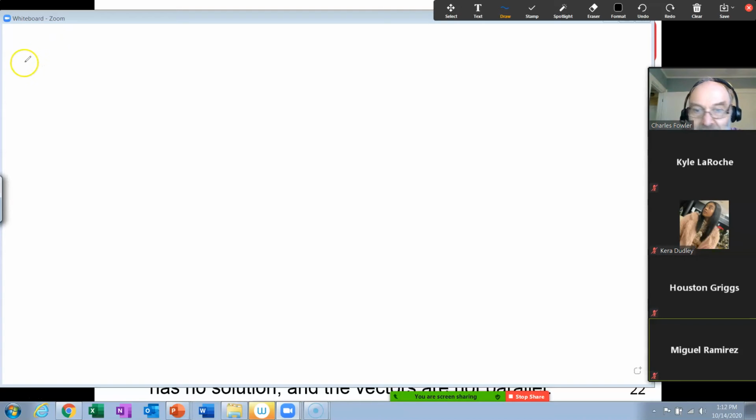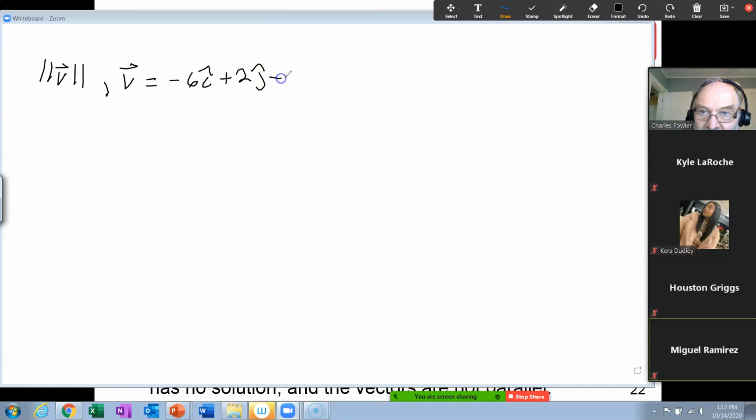All right, let's go to C. Find the magnitude of the vector V. So this is what we're looking for, magnitude of V, when V is equal to -6i plus 2j minus 3k. Then find the unit vector in the direction of V. I thought they would ask that. So first, what's the magnitude of V?